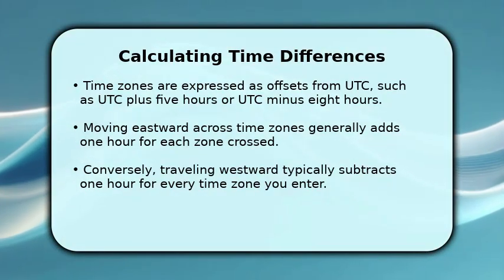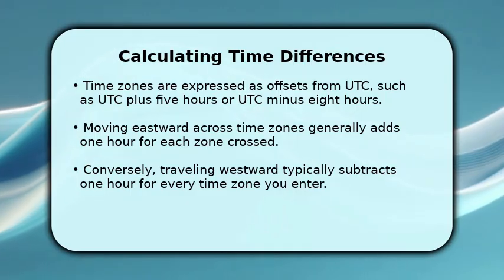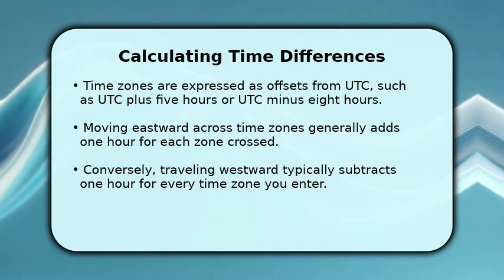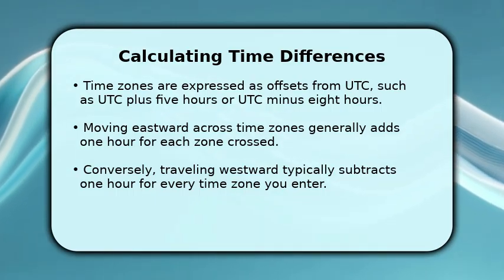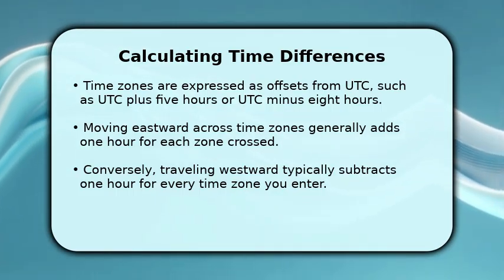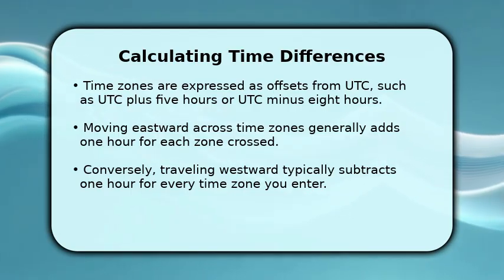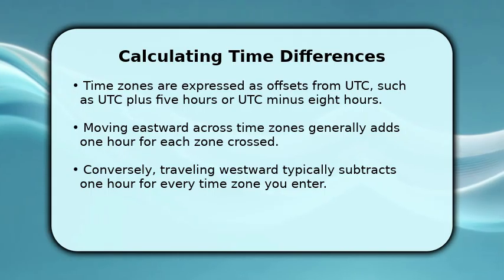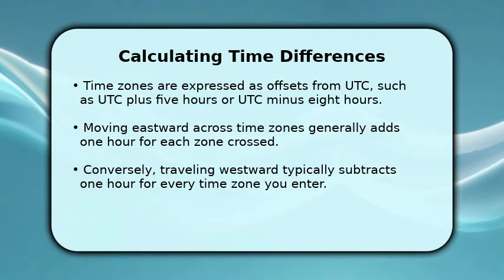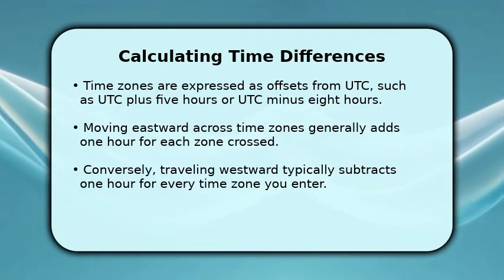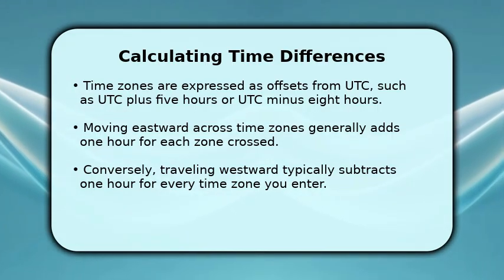Calculating time differences is straightforward once you grasp the concept of UTC offsets. Each time zone is designated as a certain number of hours ahead of or behind UTC. For instance, if you travel eastward, you generally add 1 hour for each time zone you cross. Conversely, moving westward means you'll subtract 1 hour per zone. Remember, some regions also observe daylight saving time, which can temporarily shift local times by 1 hour.